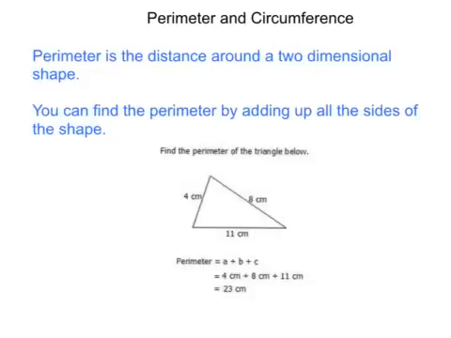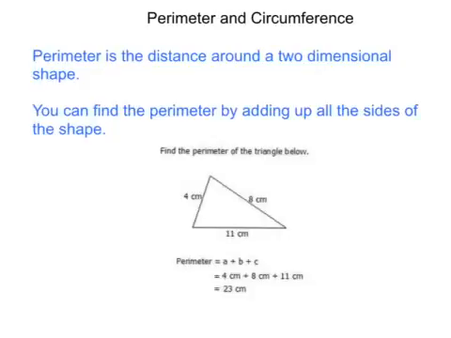So let's first just talk about perimeter. Well, perimeter is the distance around a two-dimensional figure or a two-dimensional shape. We can find perimeter by adding up all the sides of the shape. So if you look below, we have a triangle here, 3 sides. We add up those 3 sides, 4 plus 8 plus 11 equals 23 centimeters. And that's an easy way to find the perimeter of a shape, just add up all the sides.